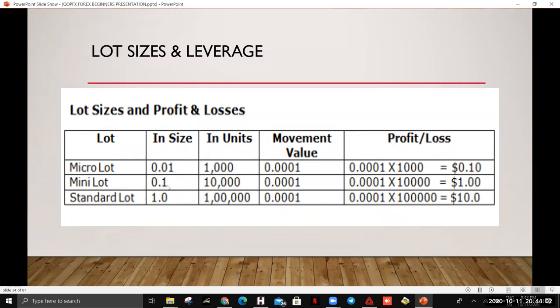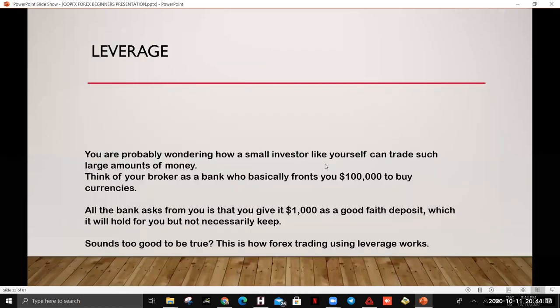If I'm going one pip in my favor, I'm making $1. If I'm going one pip against me, I'm losing $1. That's just what these lot sizes mean, and the leverage. That's exactly what it means. I explained that yesterday. Now, I explained what leverage means.